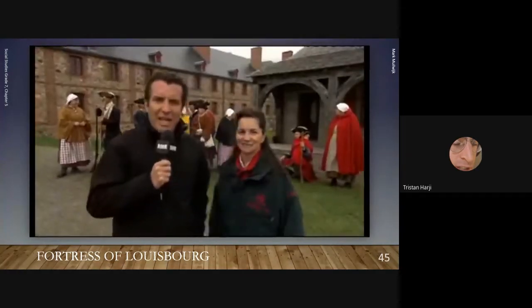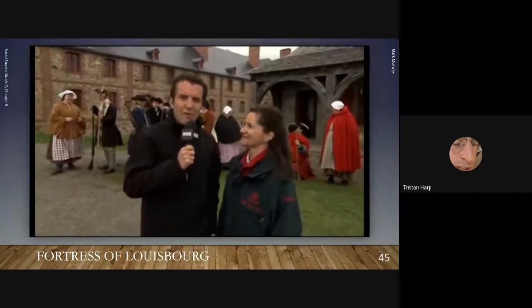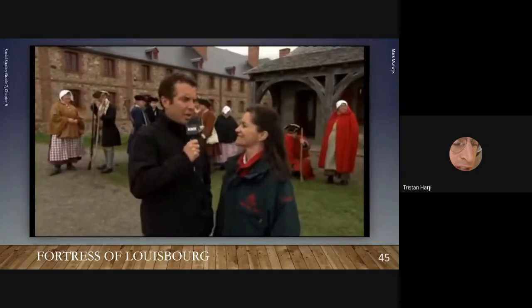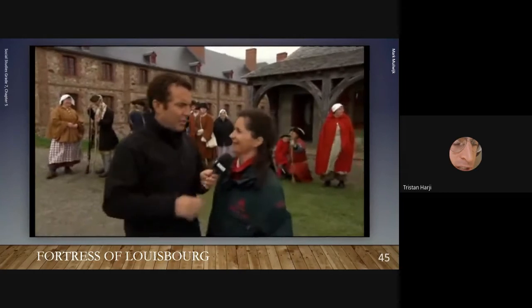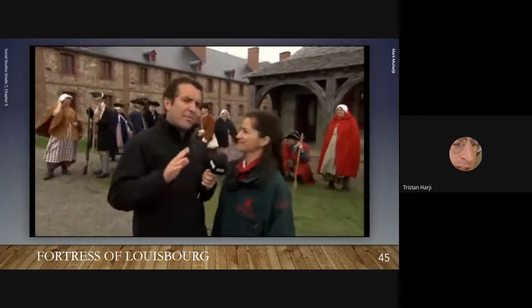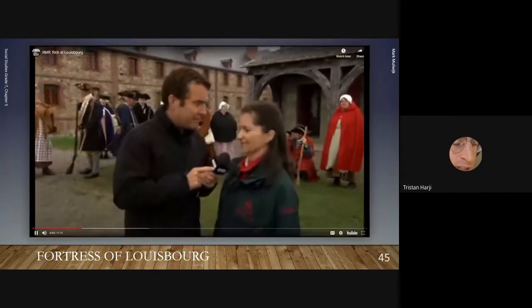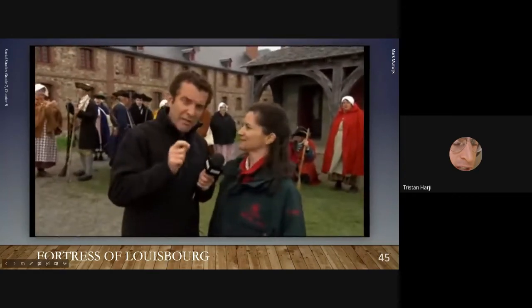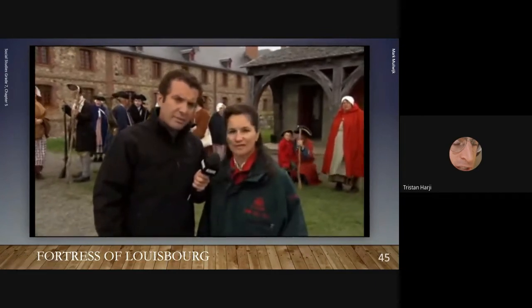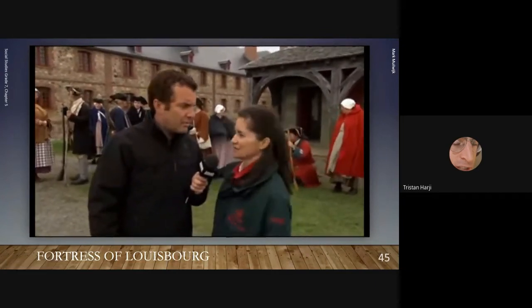And here I am standing in the King's Bastion Barracks, and this is Ruby Fougere from Parks Canada. Hello, Ruby. How are you? Bienvenue. Welcome, Rick. I am fine. Okay, talk to me about Fortress Louisbourg, which is not a fort. It is a fortress. And the difference between a fort and a fortress? A fortress is a walled town with civilians inside, and a fort is just a military stronghold.